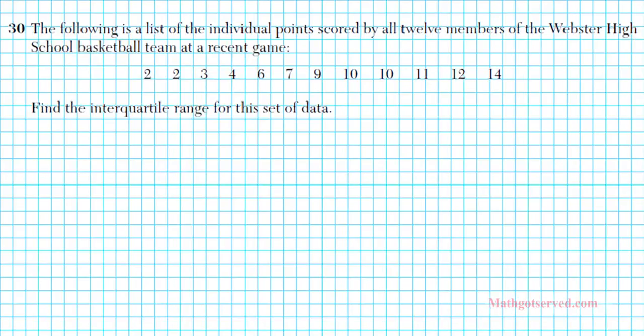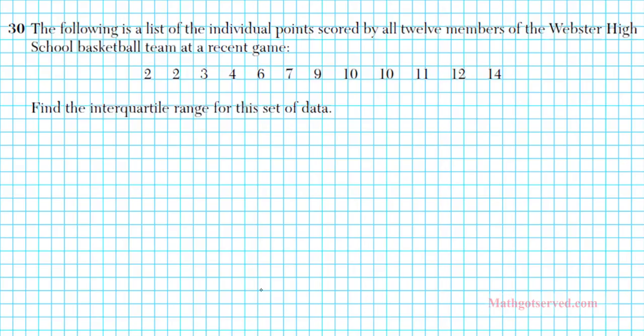It says the following is a list of individual points scored by all 12 members of the Webster High School basketball team at a recent game. So we have 2, 2, 3, 4, 6, 7, 9, 10, 10, 11, 12, 14. So let's find the interquartile range for this set of data.